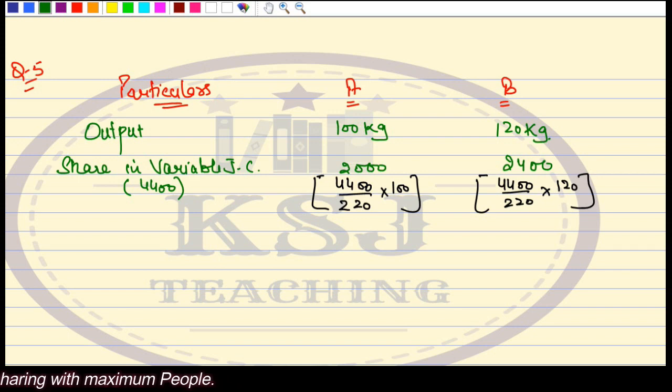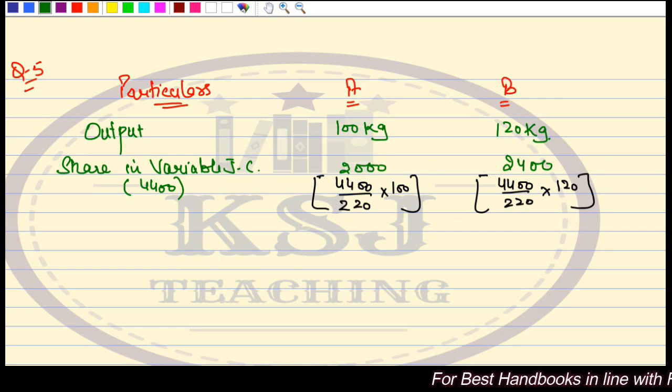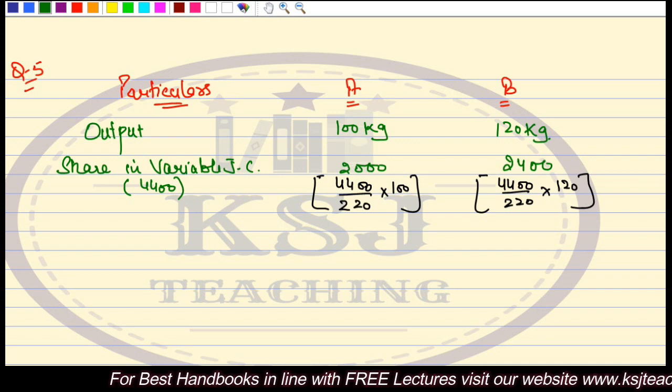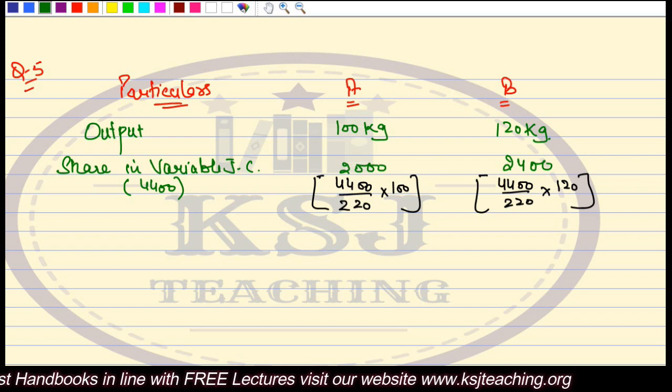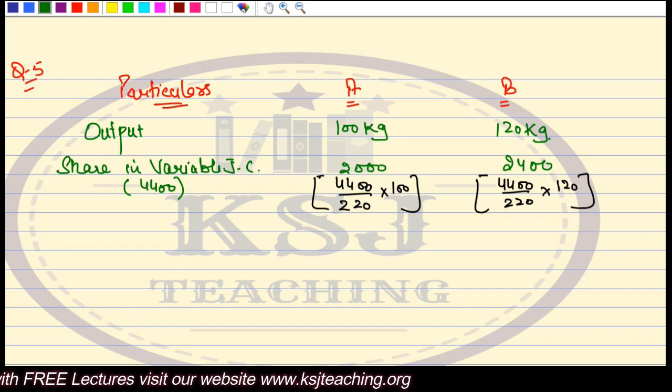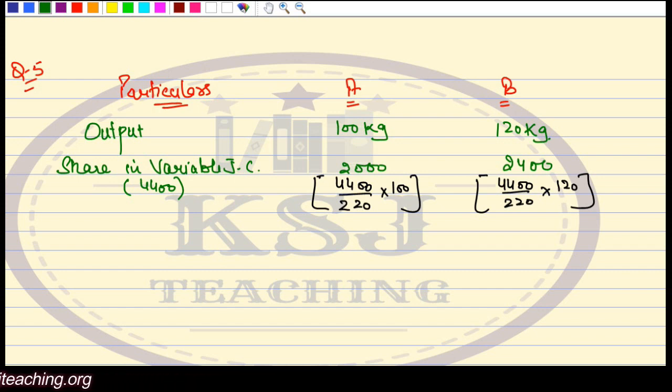Now there is a fixed cost also. The fixed cost is to be distributed in the ratio of contribution margin. So first we need to find out the contribution. For contribution, you need two things. One is the sales value, another one is the variable cost. Variable cost you have just calculated. What is the sales value for both the products?